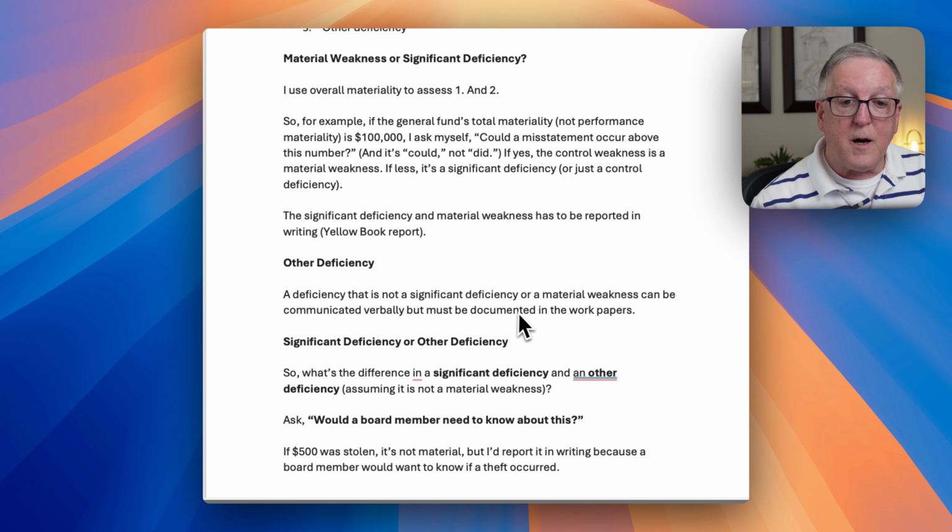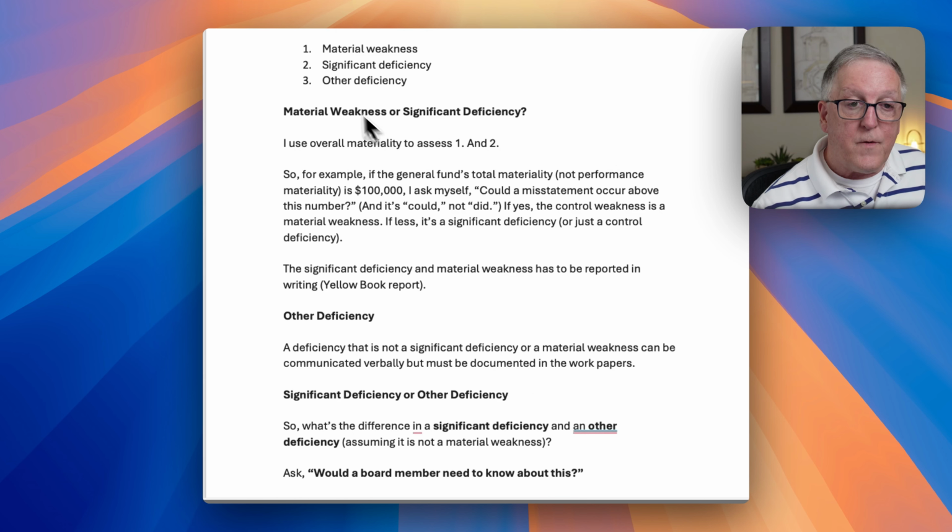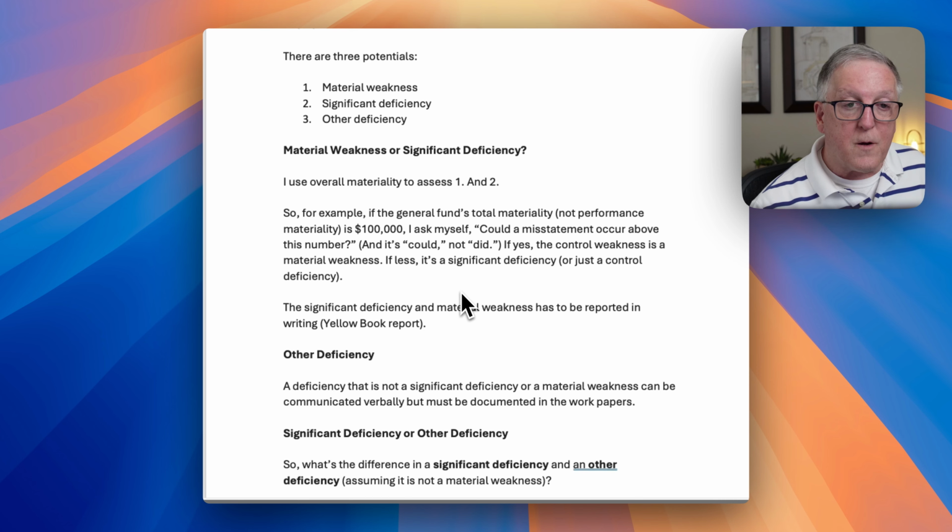You need to document that conversation in the work papers if it's an other deficiency. Again, if it's number one or number two, it has to be in writing. Number three, it can be communicated verbally. You could put an other deficiency in writing if you wanted to, but you're not required to.